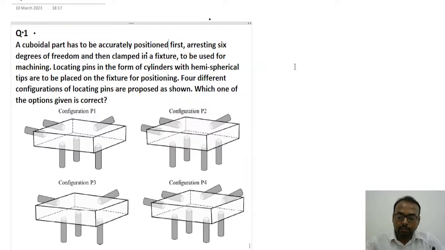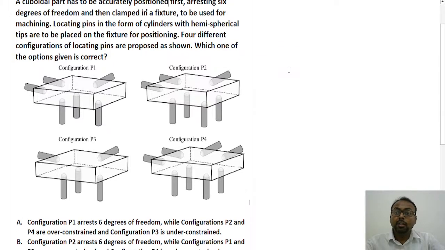Now we are starting the detailed solution of the GATE 2023 production engineering. Here is the first question: a cubical part has to be accurately positioned, first arresting 6 degrees of freedom, and then clamped in a fixture to be used for machining. Locating pins in the form of cylinders with hemispherical tips are to be placed on the fixture for positioning. Four different configurations of locating pins are proposed as shown. Which one of the options given is correct?